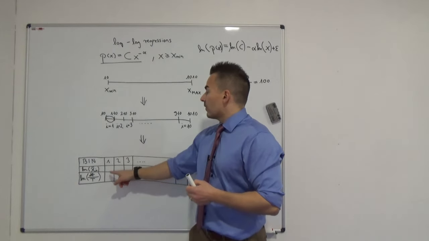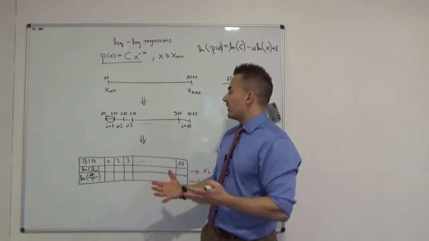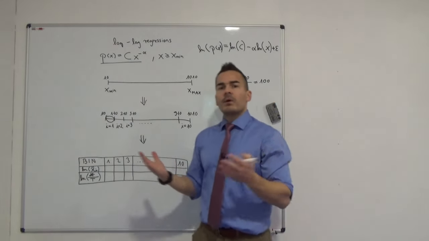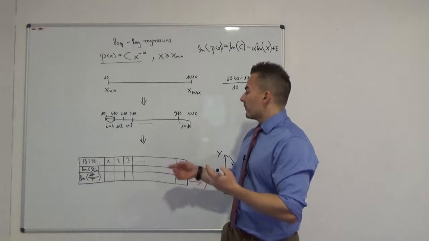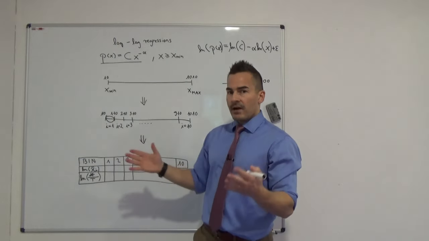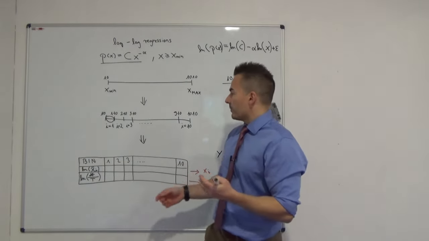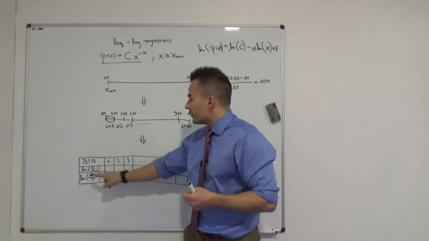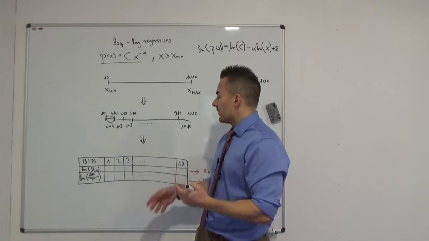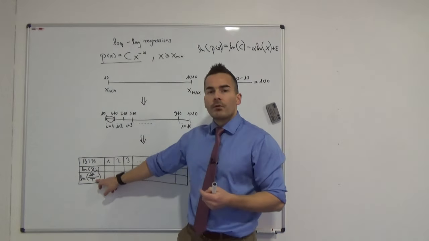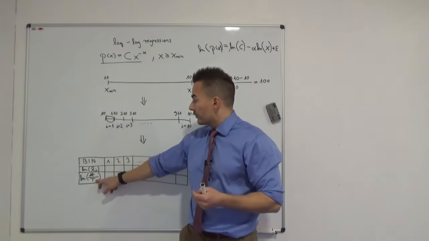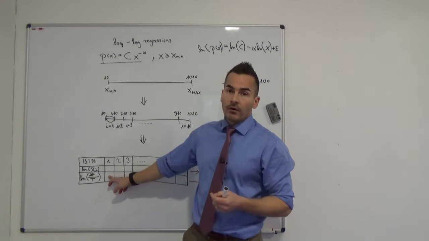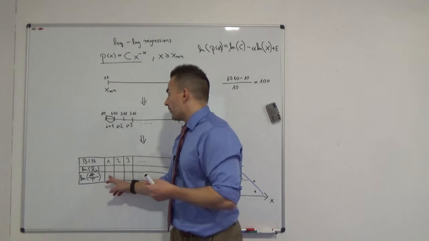What else do we do? We count the number of observations. Let's say capital T is 1,000 observations, and in the first bin we figured out there are 500 observations. So we count the number of observations, which is 500, and divide it by the overall total, which is 1,000. So here we would have the logarithm of 500 over 1,000, so the logarithm of 1/2.